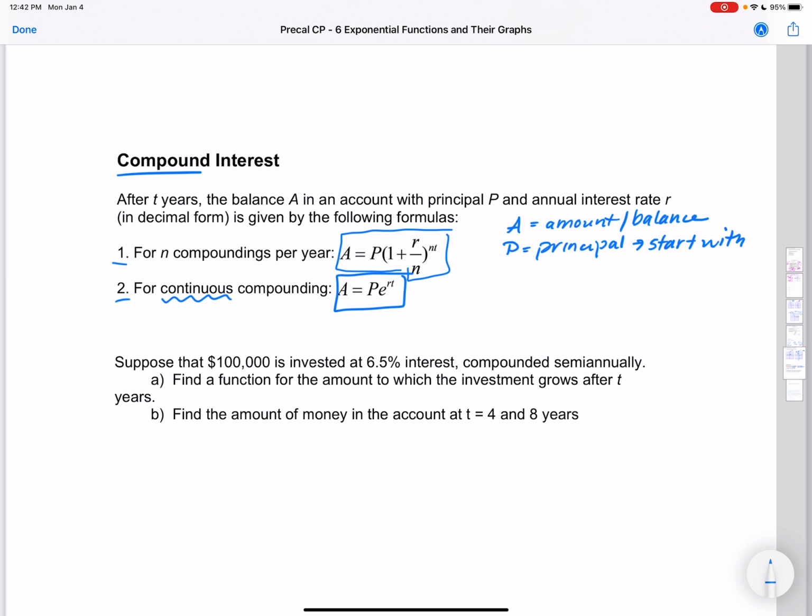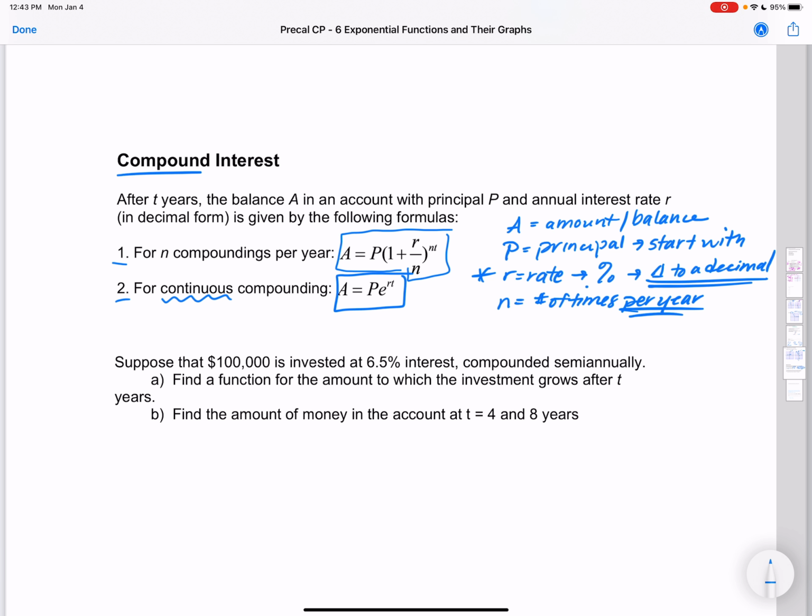Your 1 is just the number 1. R is your rate, which is the percent, which you have to change to a decimal. You always have to change it to a decimal, and that is something that people always forget. You have to change your rate to a decimal. And then we have n, which is the number of times per year that your interest is compounded.